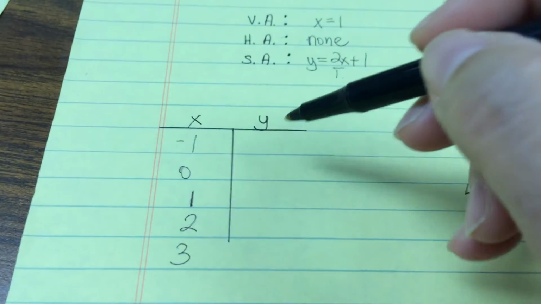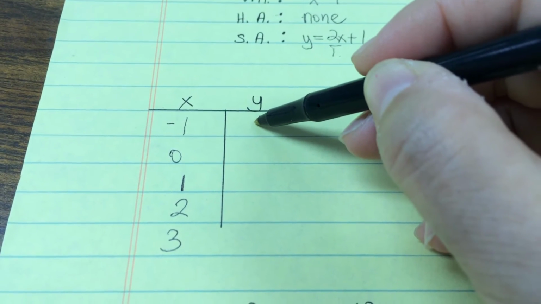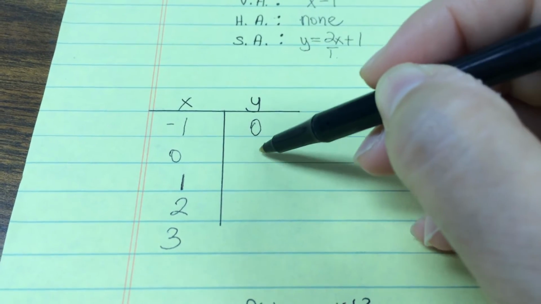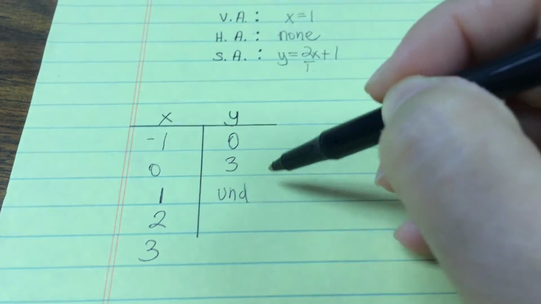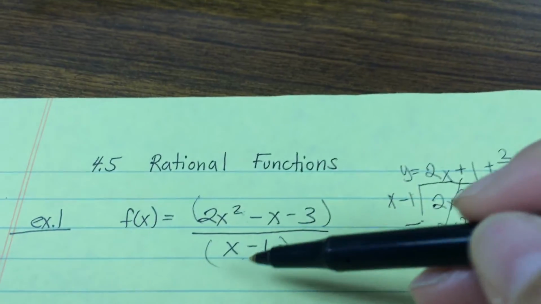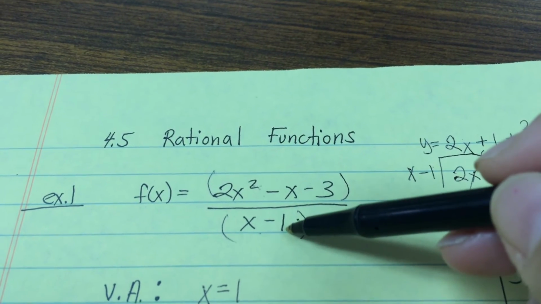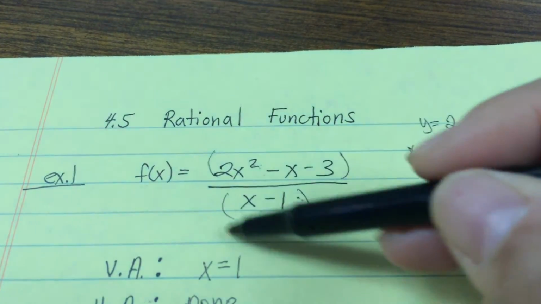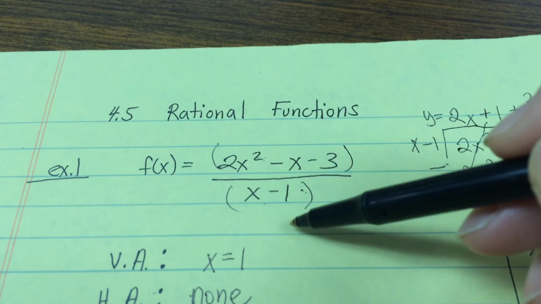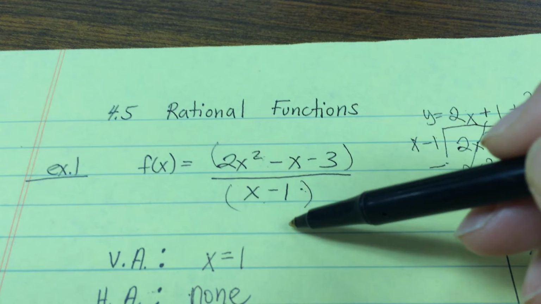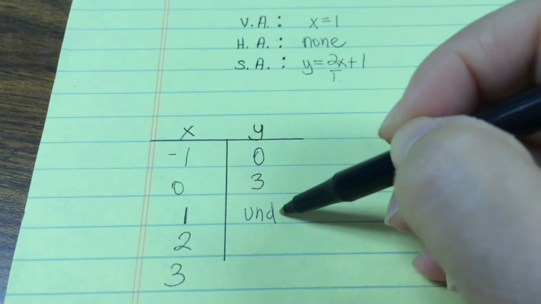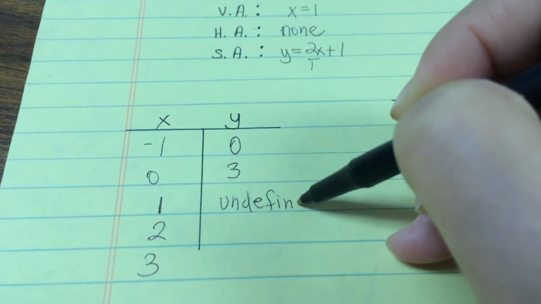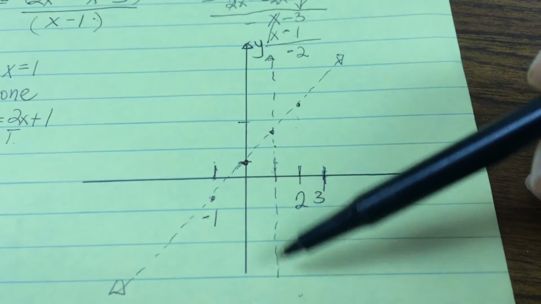To save time, I went ahead and did all the calculations. So the y is going to come out to 0 on this one, and 3 on the next. This one is undefined, because when you substitute 1 into this equation, the denominator becomes 1 minus 1, which is 0. When you have anything divided by 0, it doesn't exist, so we call it undefined. I'll spell it out for right now: undefined. That means it does not exist, okay? So this part right here is the undefined.